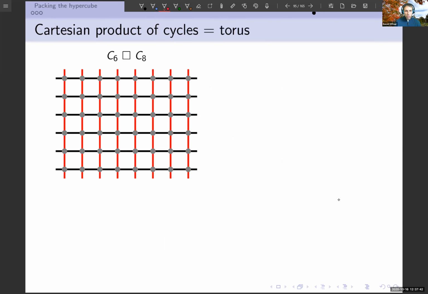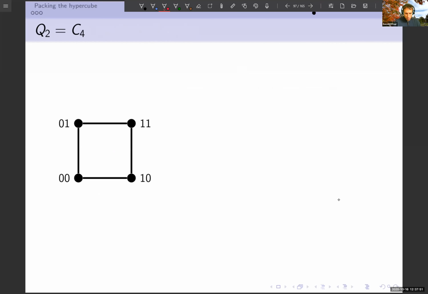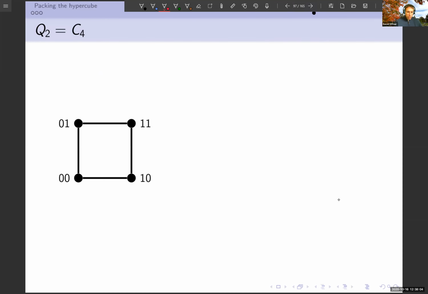Okay, I call this a torus because, right, if we actually connect those, I can embed it on the surface of a torus. Okay, and so what I'll show is that we can decompose tori into cycles. Okay, and that's going to be the key step in decomposing hypercubes into cycles. Okay, so for Q2, Q2 itself is a cycle. There's only one cycle decomposition. It's a cycle of length 4, so there's really nothing to say.